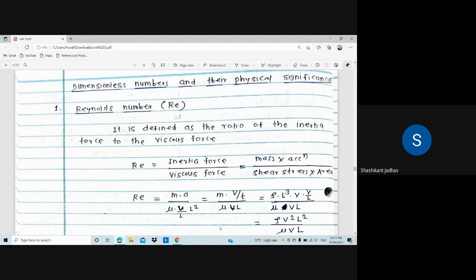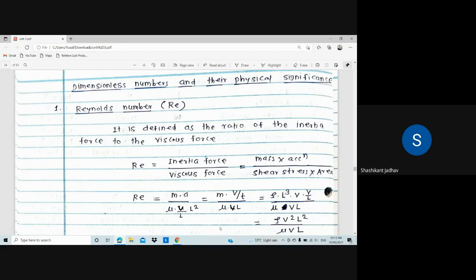Understand this. As we know, Newton's law of viscosity, tau is equal to mu into du by dy. What is du? It is change in velocity, and dy is distance. So instead of shear stress we have to write mu into v by l. And what is the area? Area is nothing but l square. So all of you write down Re is equal to m into a divided by mu into v by l into l square.